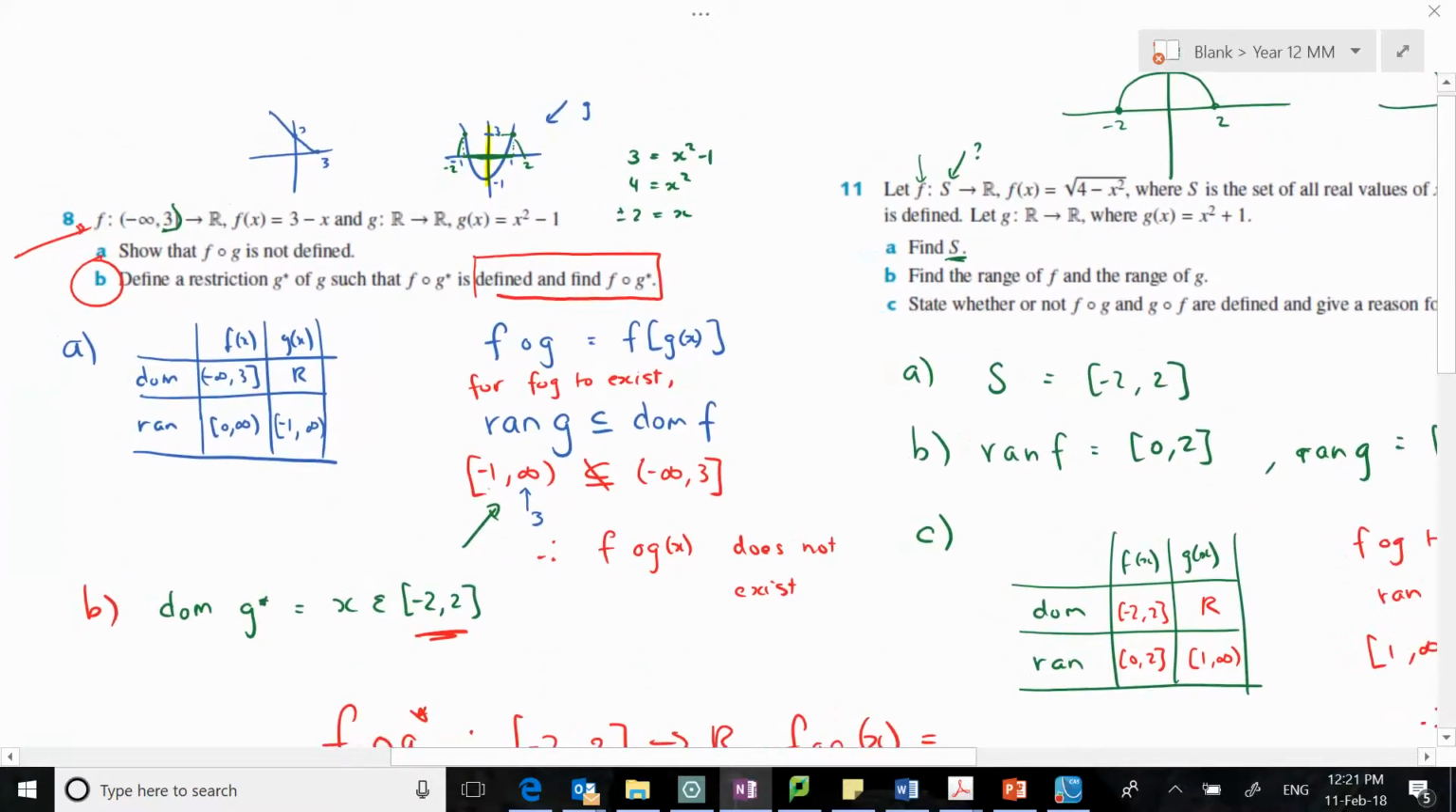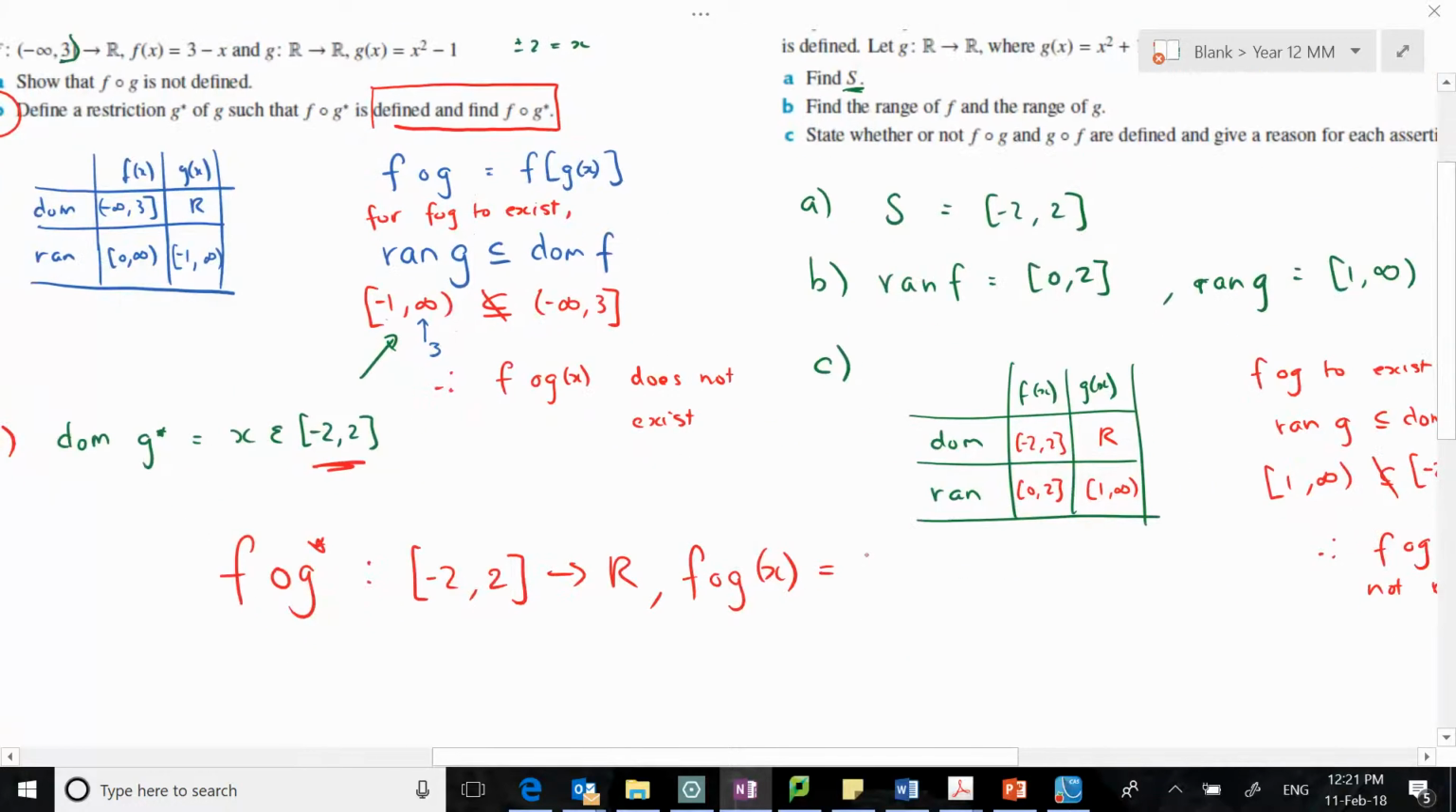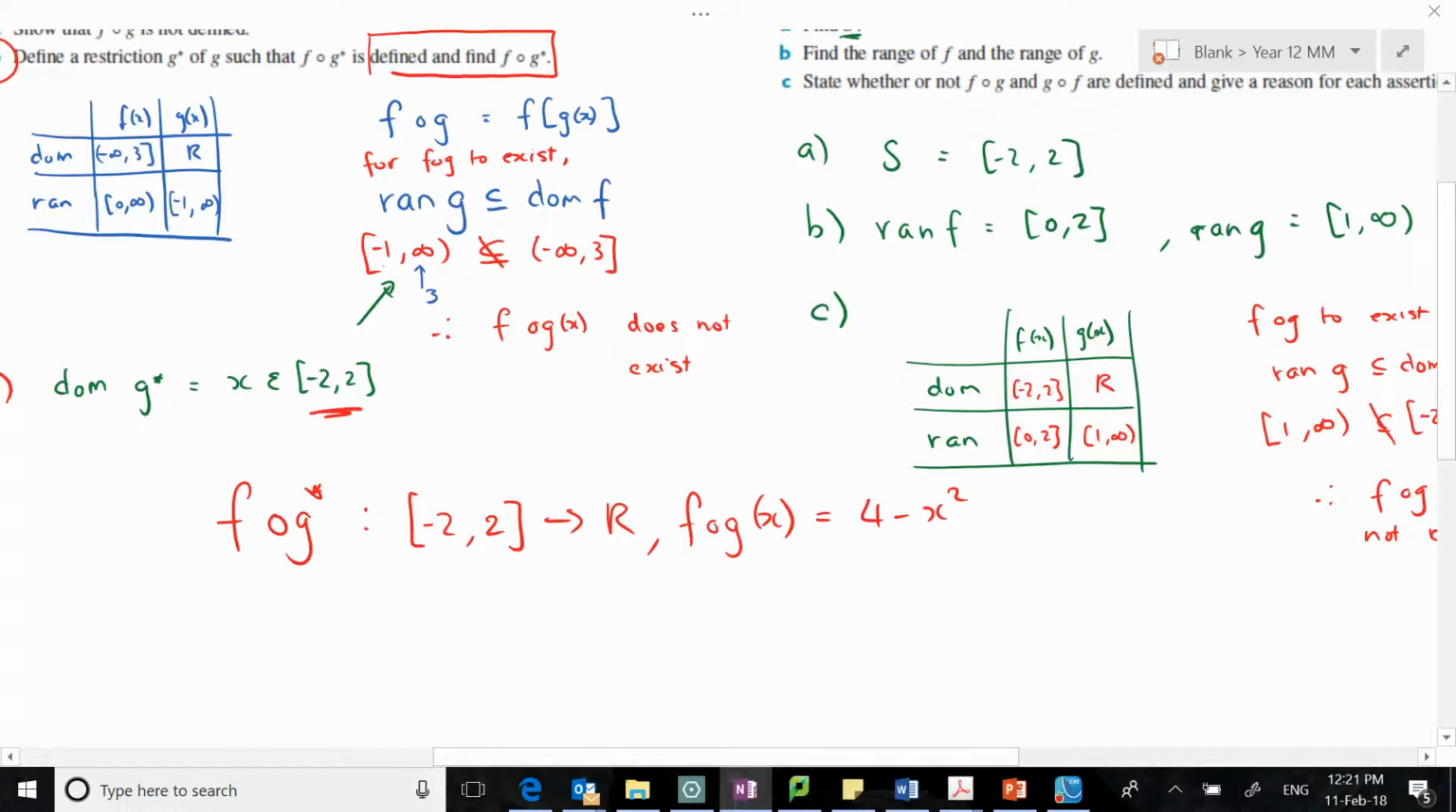We're just saying you're substituting x squared minus 1 into f of x. So in that case, we've got 3 minus, instead of x, it's now x squared minus 1. And that becomes 3 minus x squared, plus 1. So it's 4 minus x squared. There you go. That's the proper way to answer your question when they ask you to define.